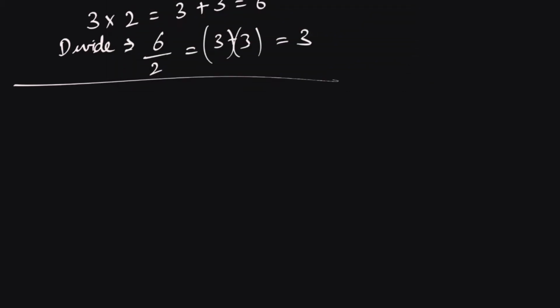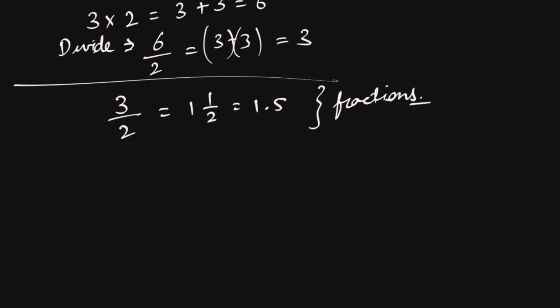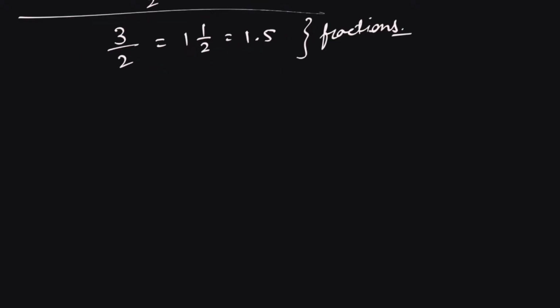But it's also possible that this becomes 3 by 2. So 3 by 2 will be 1 and 1.5. So when we divide 3 by 2, it can become 1.5. These are known as fractions. And on some later date, we'll see fractions in detail. But meanwhile, these are fractions. We can do a lot of things with numbers.